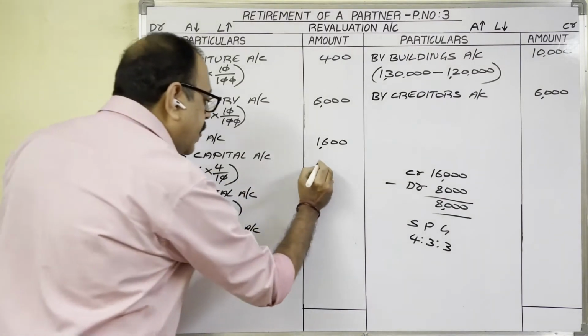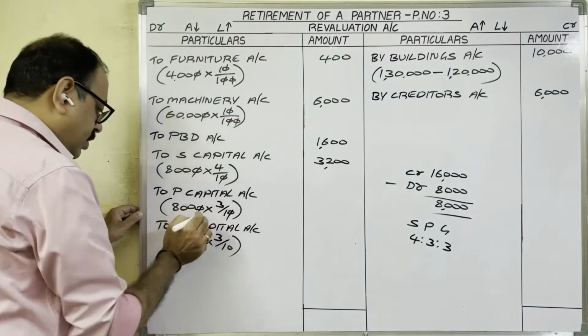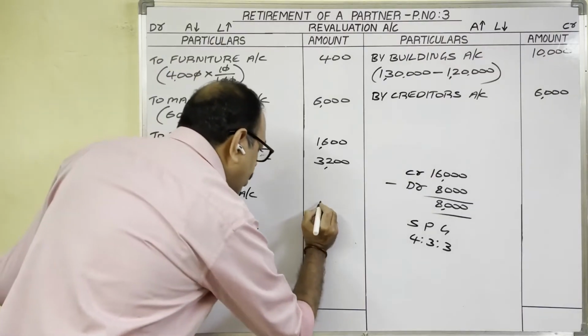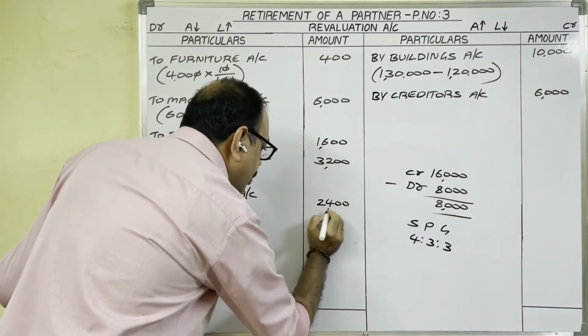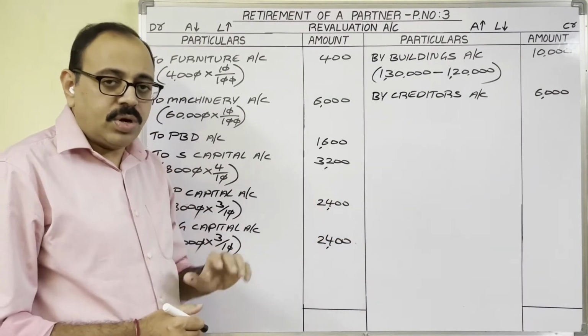800 into 4, 3,200 rupees. 800 into 3, 2,400 rupees. Same. Finally, put the totals.